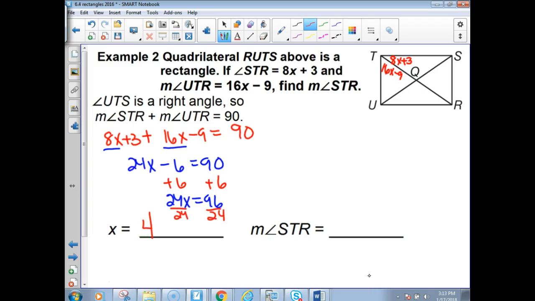All right. Next, you will plug 4 back in so you can find the measure of angle STR. STR was 8x plus 3, so we need to do 8 times 4 plus 3. That's 32 plus 3, which is 35. So it'll be 35 degrees.